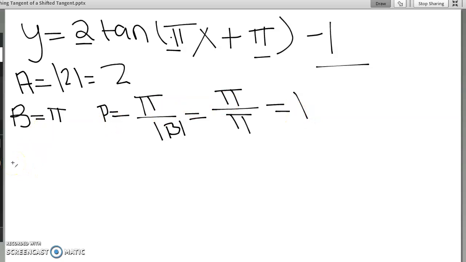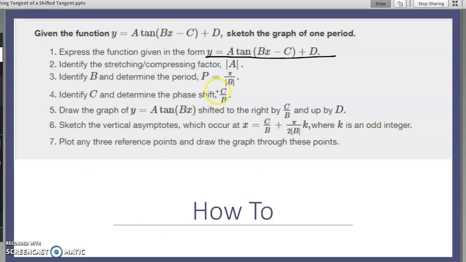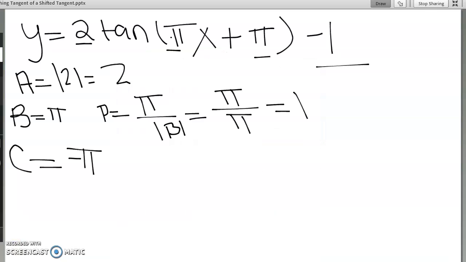For my phase shift, we're using c, and so we have c, which is negative pi. The formula has minus c, and ours has a plus, so that means it's a negative value. We're using the opposite sign. And so our phase shift would be c over b. So c over b is negative pi over pi, which is negative 1.